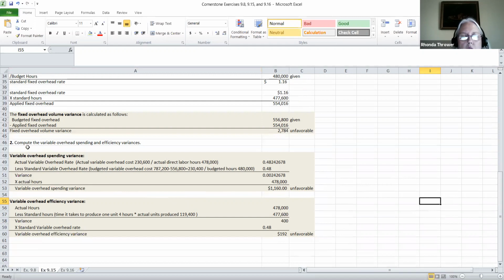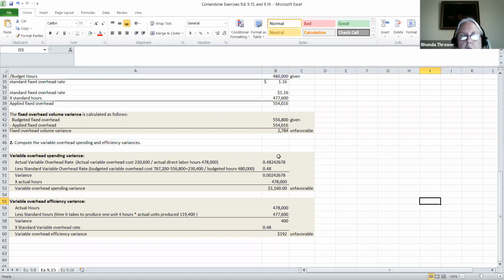In part 2, they want you to compute the variable overhead spending and efficiency variances. So what you need to know in order to determine the variable overhead spending variance is what the actual variable overhead rate is. They did not give you that in this problem. You have to find the actual variable overhead rate. And to find it, we take our actual variable overhead cost, which they did give us, and we divide it by the actual direct labor hours, which was also given.